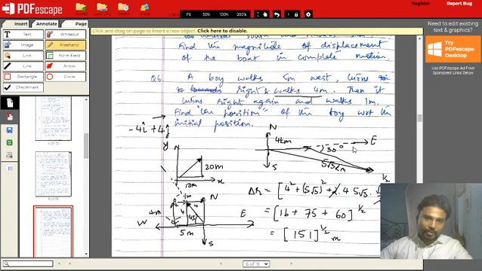So the boy has traveled this much distance, which would be 4 root 2. That is, the boy is 4 root 2 meters northwest of its initial position.